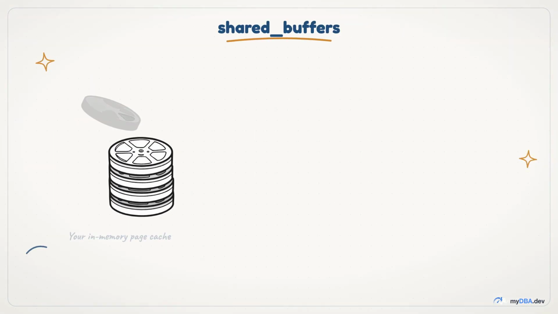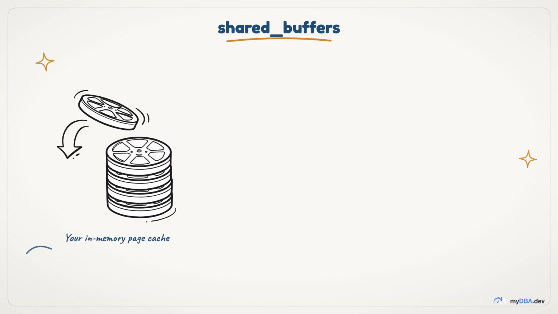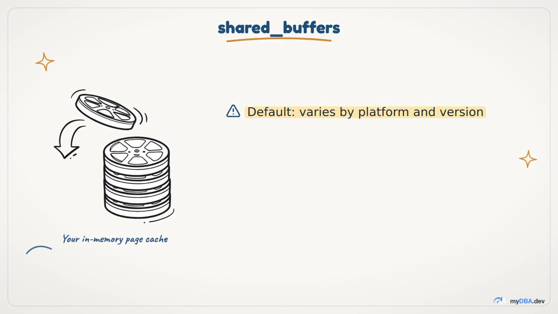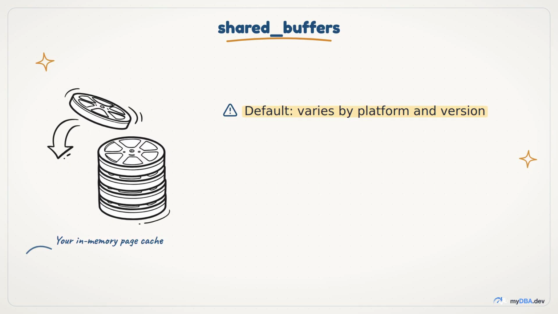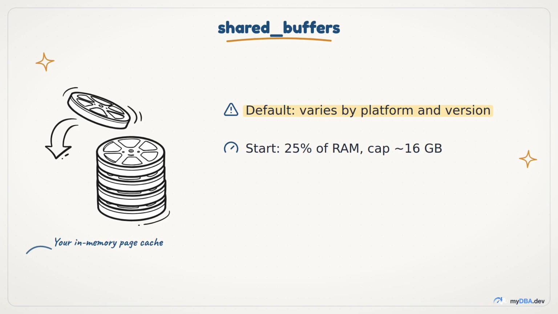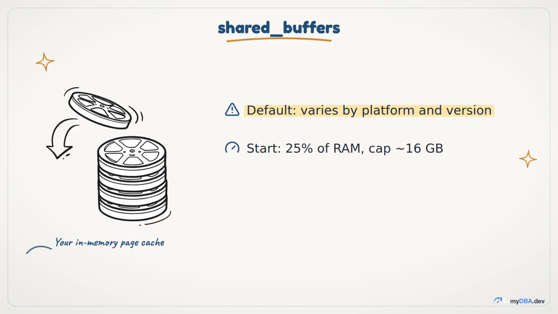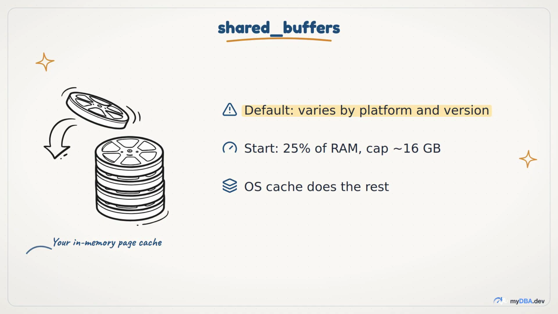Shared buffers is a Postgres setting that determines the amount of memory used for caching data pages in memory. The default is typically 128 megabytes on Windows and 1/4 of total memory on other systems, up to a maximum of 8 gigabytes. For many production workloads, you'll want to tune this. Start at 25% of your RAM. But here's the thing, cap it around 16 gigs because beyond that, the OS page cache actually does a better job. More isn't always better with this one.